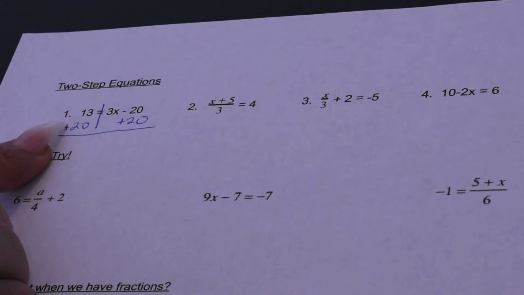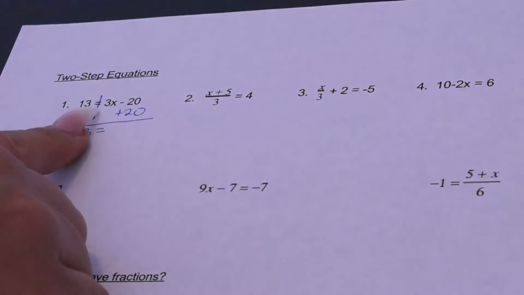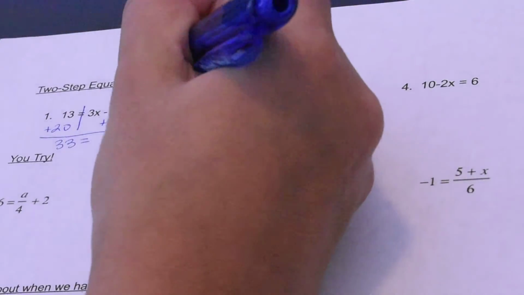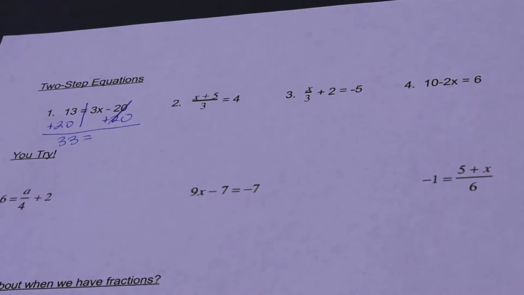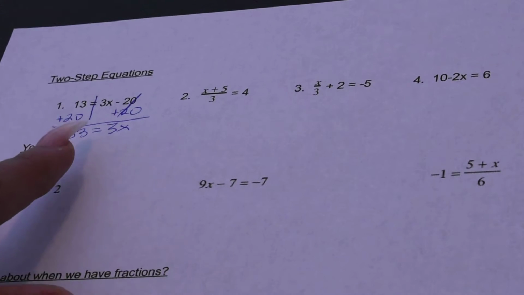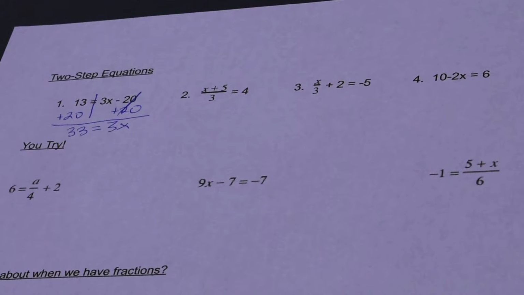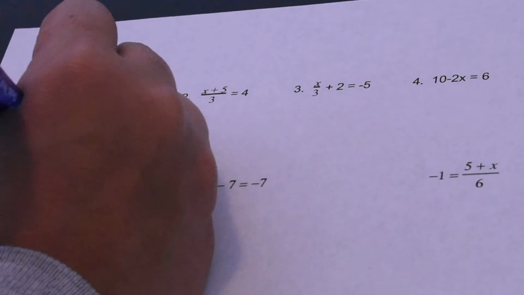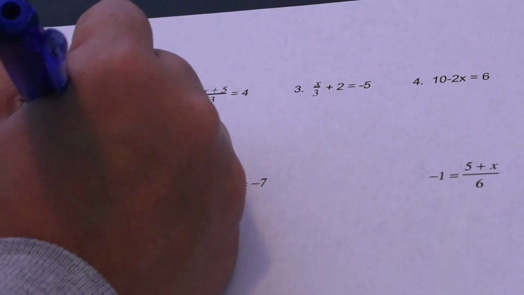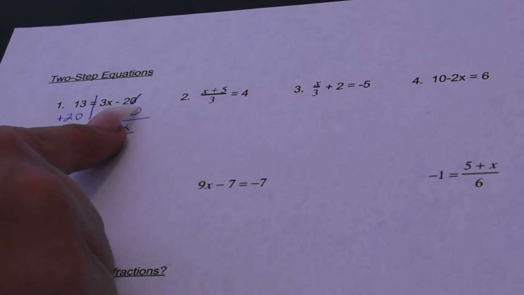So 13 plus 20 is 33 equals 3x minus 20. And then I added that 20 to that 20 because I wanted to get rid of it. RIP to my 20s. And I'm left with 3x, right? So now I went from a 2-step to a 1-step. This looks familiar. We've done it previously. This is saying 33 equals 3 times x. To undo that, I'm going to divide by 3. So x equals 11. You can plug back in. 3 times 11 is 33 minus 20 is 13.